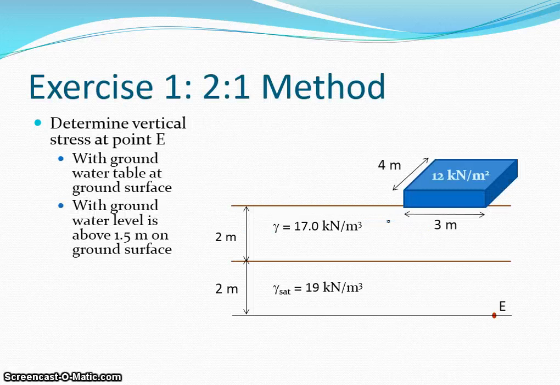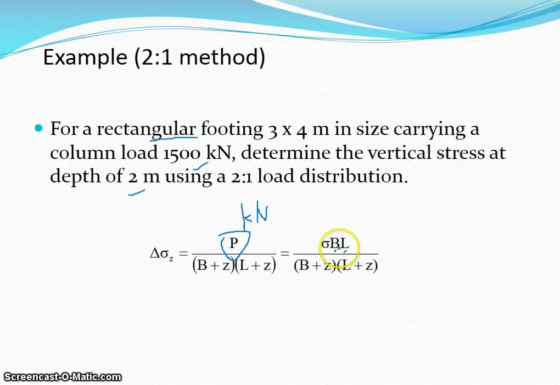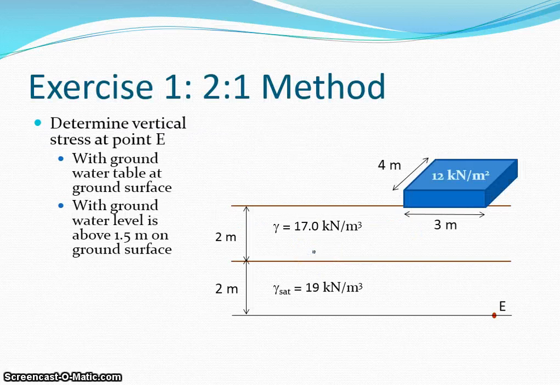You can easily get 50 kilonewton per meter cube. Another exercise you can try, but bear in mind this is in the stress form, so make sure that for the P part you multiply with B and L due to the stress unit. In these questions, it asks for the vertical stress at E at two different groundwater conditions. One is at the ground surface, another one is above the ground surface about 1.5 meter, maybe because the site has a flood.